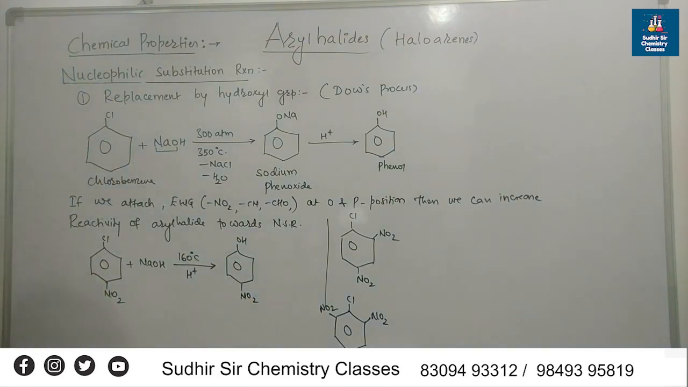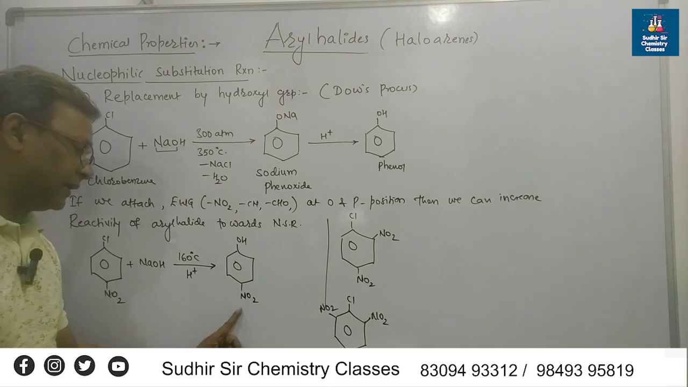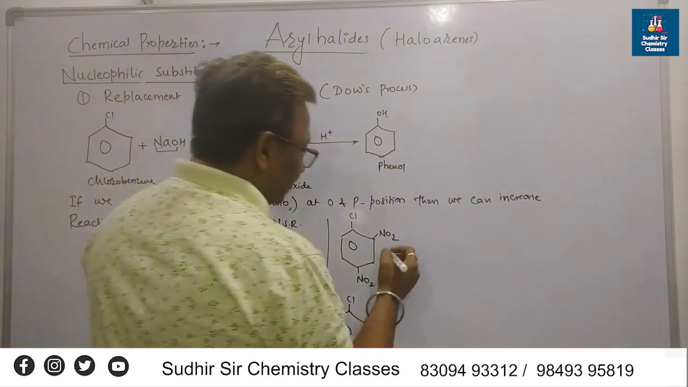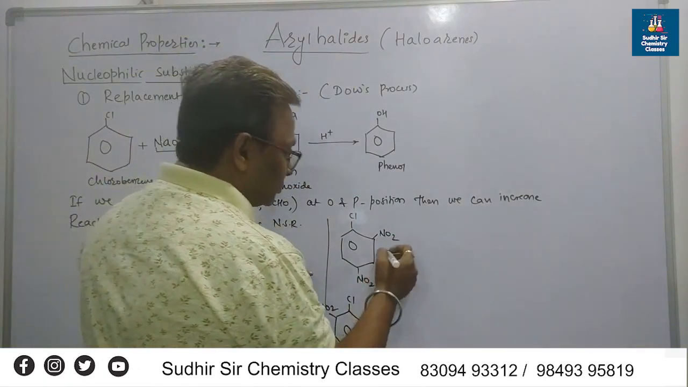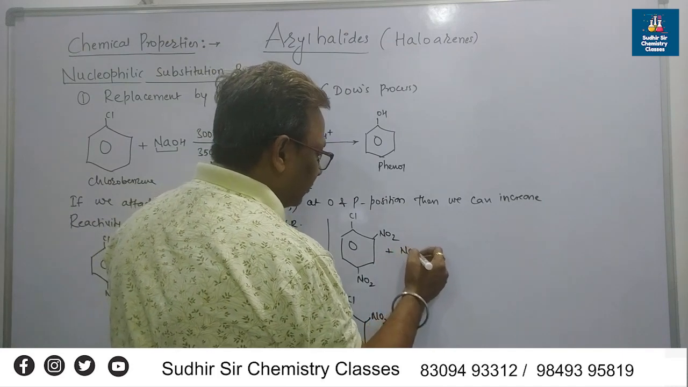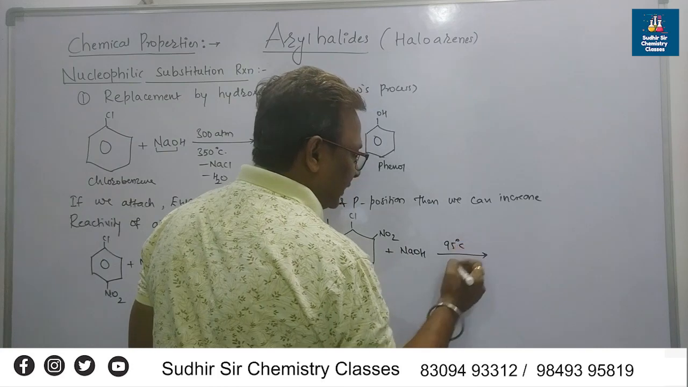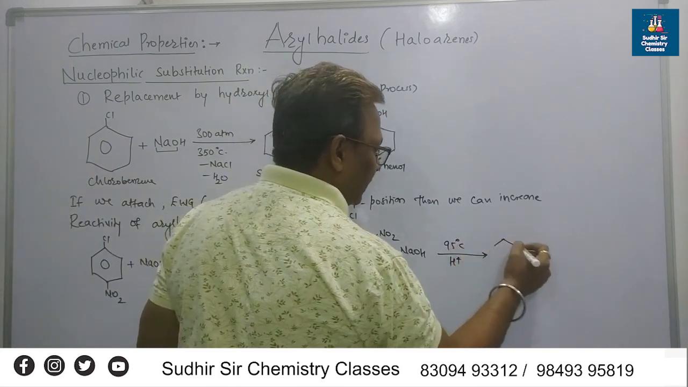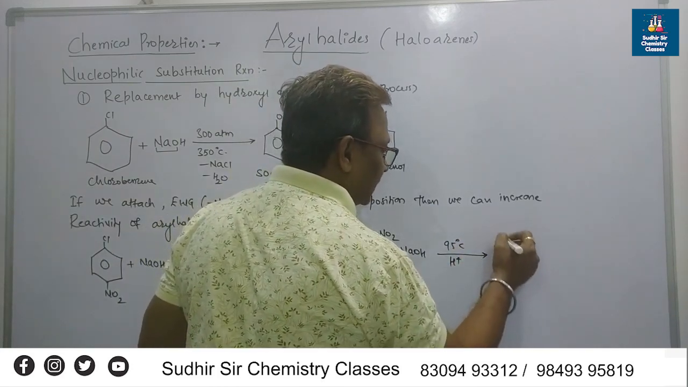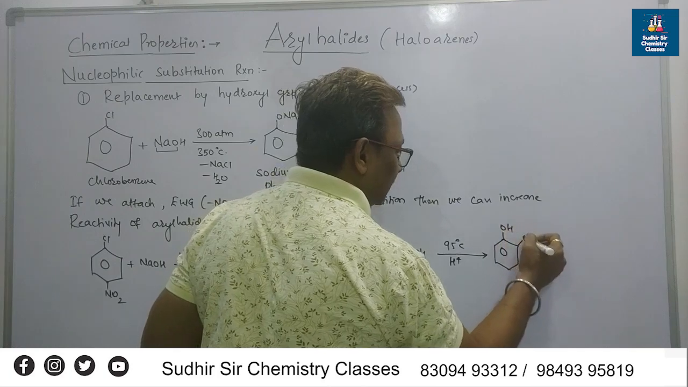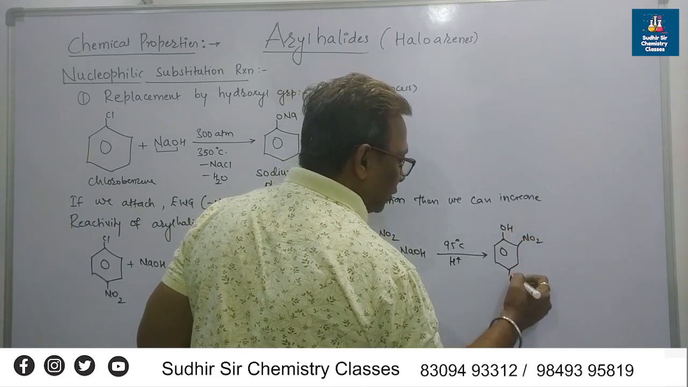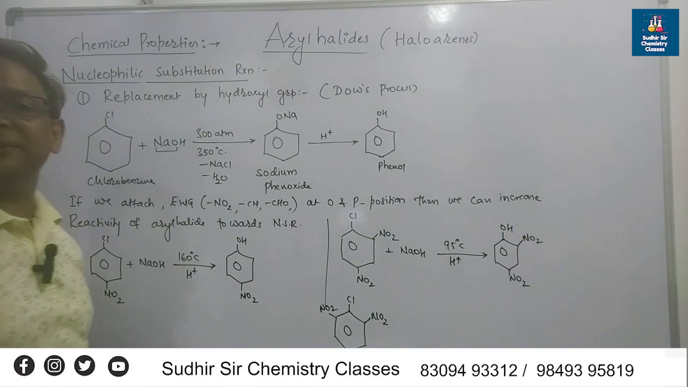Called as what, beta? Yes, it will be called para nitrophenol. Here two withdrawing groups are present. So when you react it with NaOH, temperature instead of 160, beta, becomes 95 degrees centigrade followed by hydrolysis in acidic medium. Cl is converted into OH and the remaining one NO2 is at the ortho, one more NO2 is at the para.